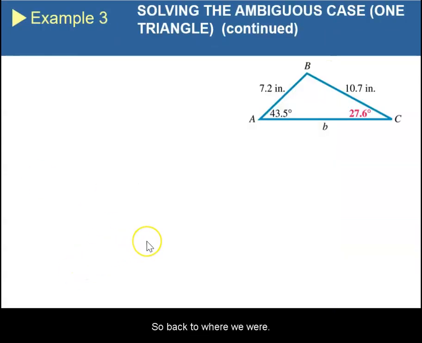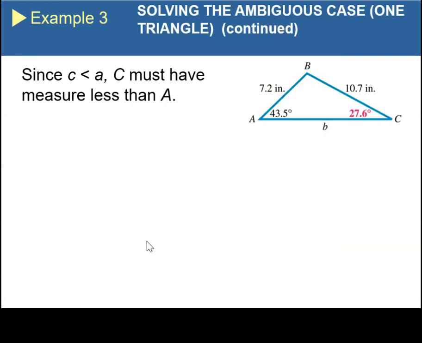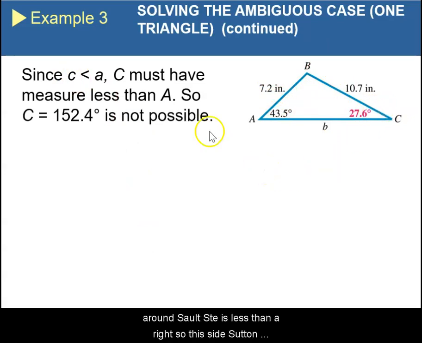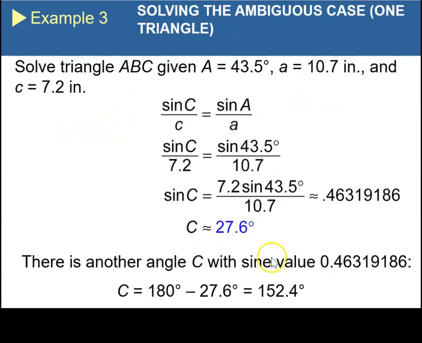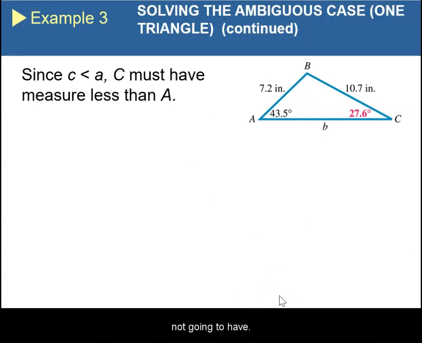Okay, so back to where we were, right? This was C, this was C, as I said, they were kind of moved around. So C is less than A, right? So this side is less than this side, which is true. It's already given to us, right? 152 degrees is not possible, right? I found that here. That's not going to work, okay? Because adding these together, it's going to be over 180. It's not going to happen, right?